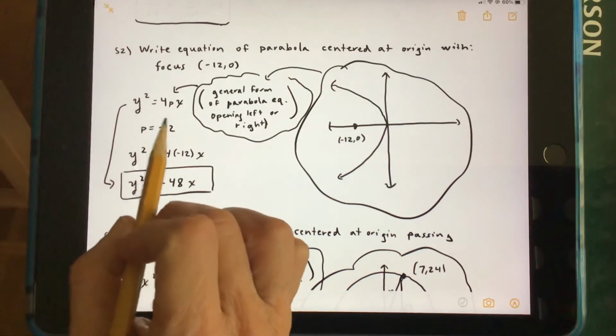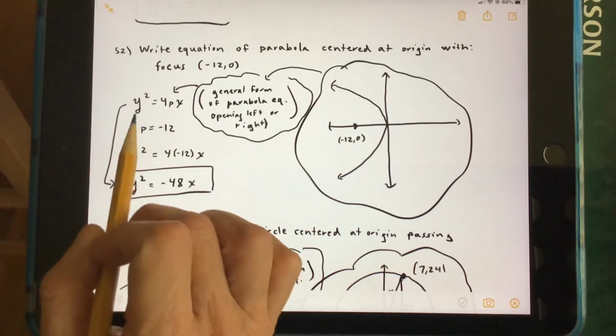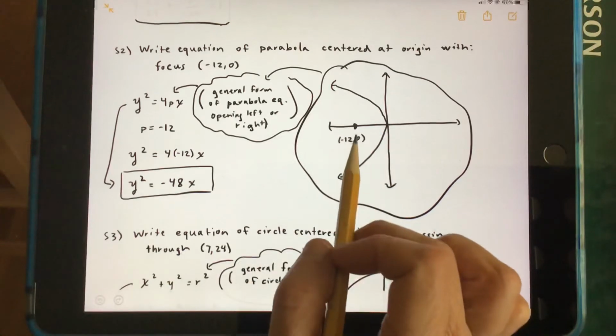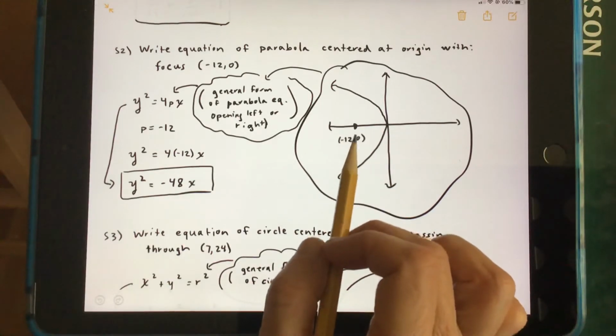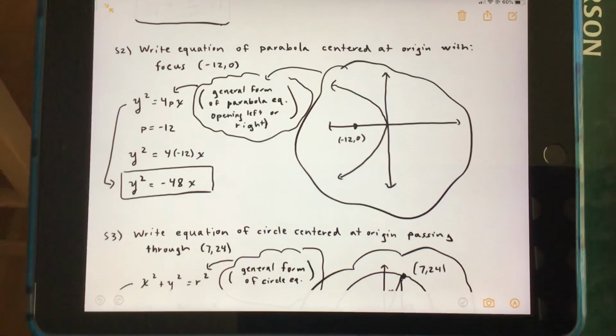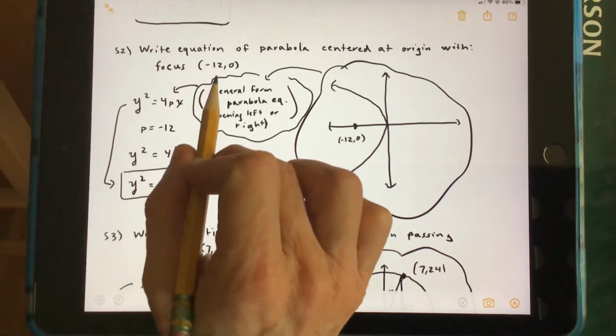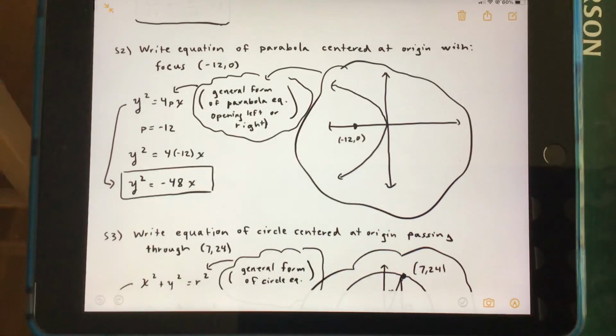So y squared equals 4px. Again, I know this is going to be the y squared here because this focus is inside of the parabola that's opening left. So next thing to note is what my p-value is. It will be negative 12. It's going to match the non-zero number in my focus.